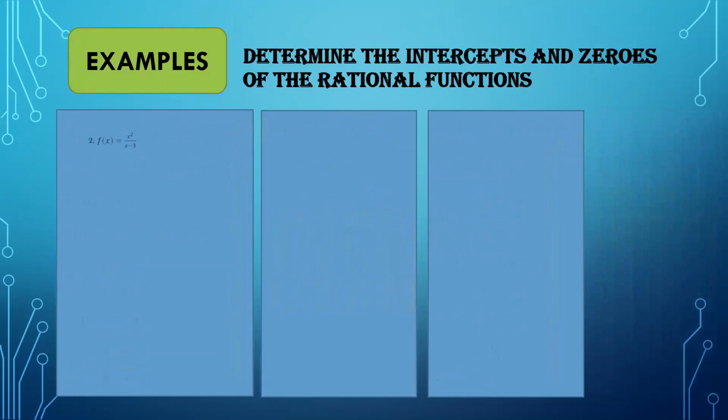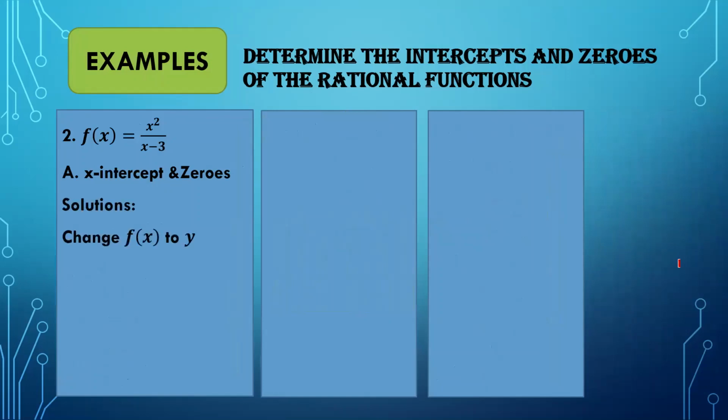Next, we have another example. f of x is equal to x squared all over x minus 3. So again, first we find the x-intercept and zeros. We have here the solutions. Change f of x to y. So therefore, y is equal to x squared all over x minus 3. So again, we write that f of x as y.